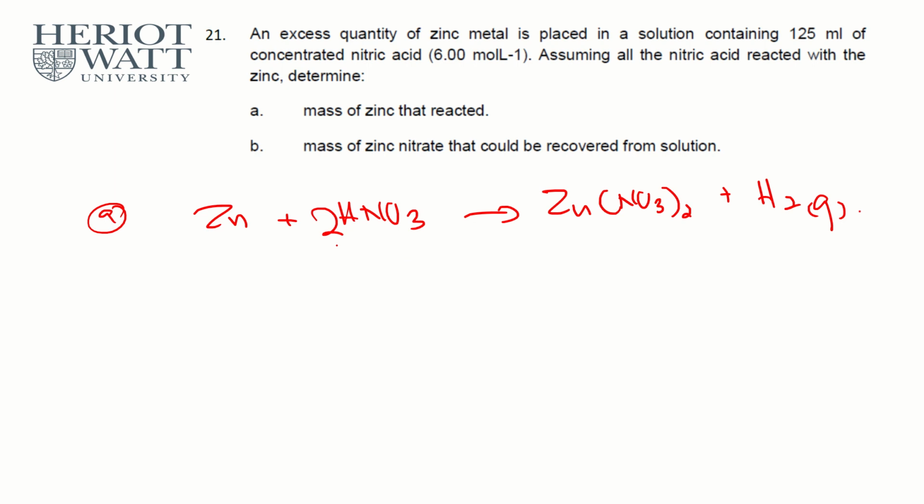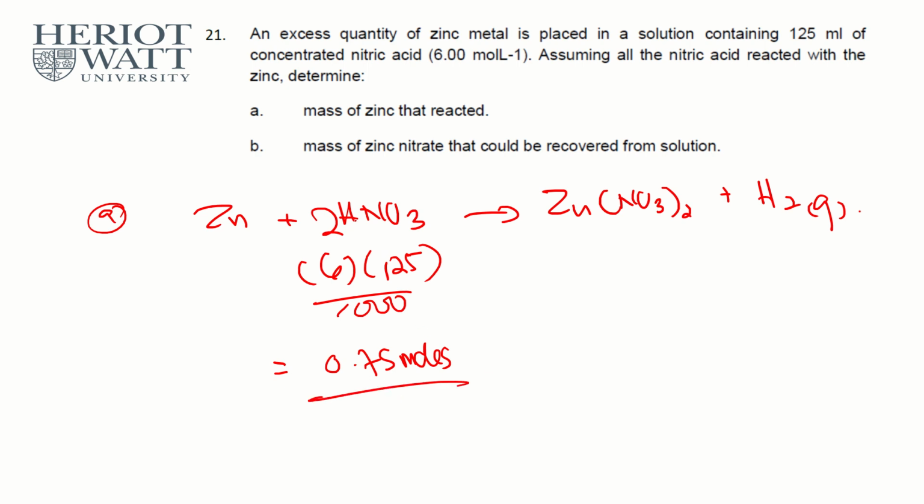And what are we going to do? Excess of zinc, we can ignore that. So we calculate the limiting reagent, which is nitric acid. So 6 MV over 1000, 6 is the concentration, 125 over 1000, you get the mole, which is 0.75 moles. So they said all nitric acid reacted. What is the mass of zinc that reacted with it? If I have 0.75 moles of nitric acid, how much zinc is needed to react with it? It's already in excess, so we calculate the amount needed.